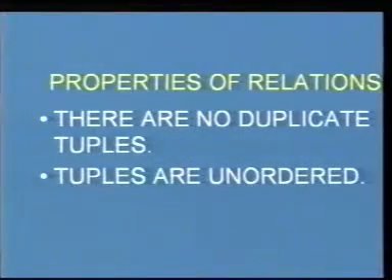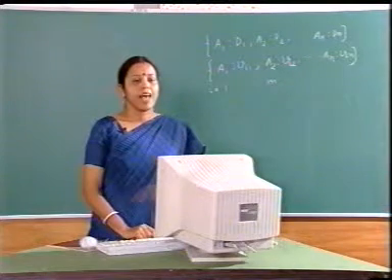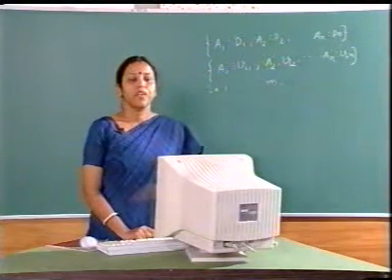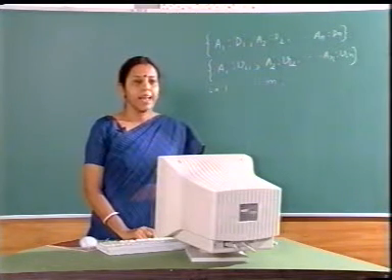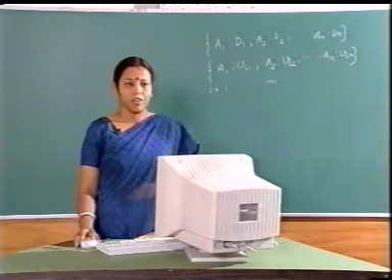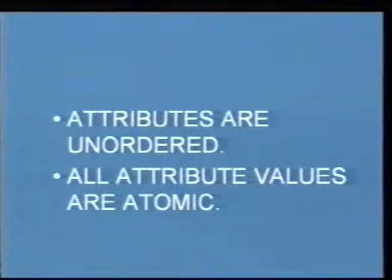Next property is tuples are unordered. Since the body of a relation is just like a mathematical set, and we know mathematical sets are unordered, that's why we can say the tuples are unordered. For similar reasons, we can say the attributes are unordered. And the next property is this: all attribute values should be atomic.